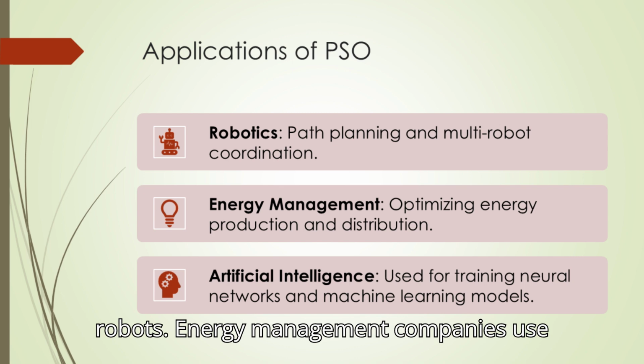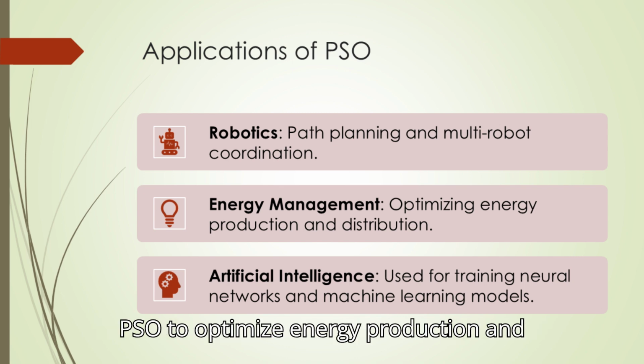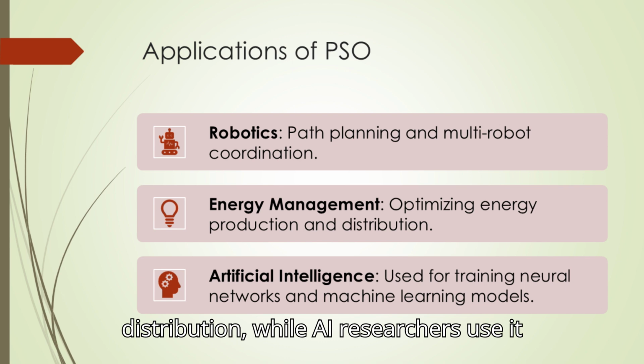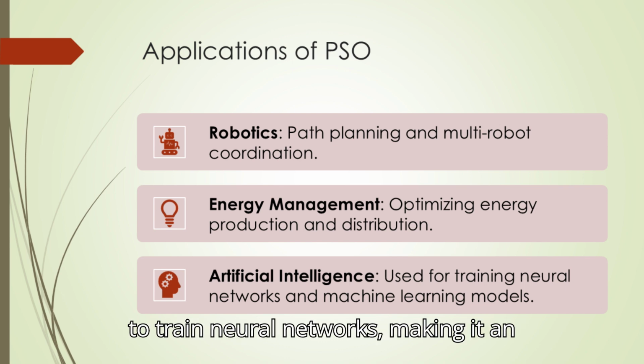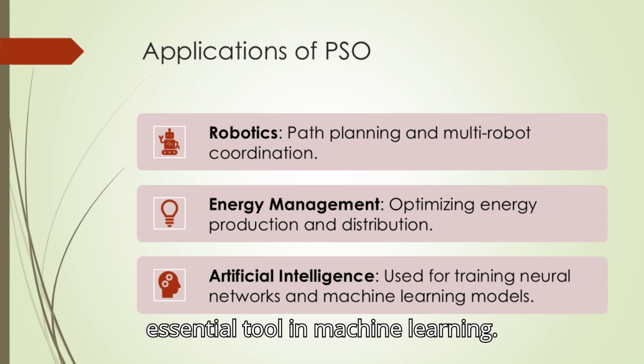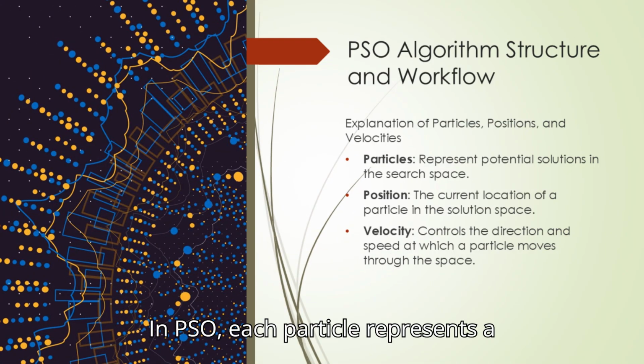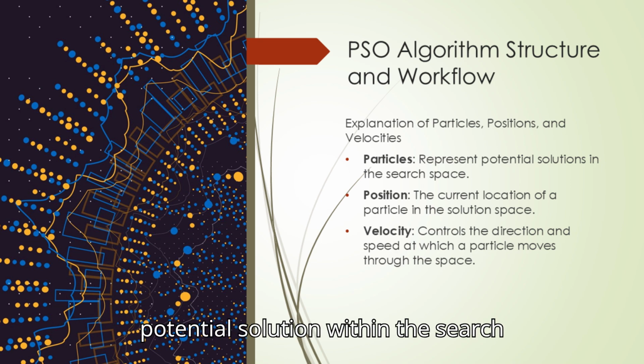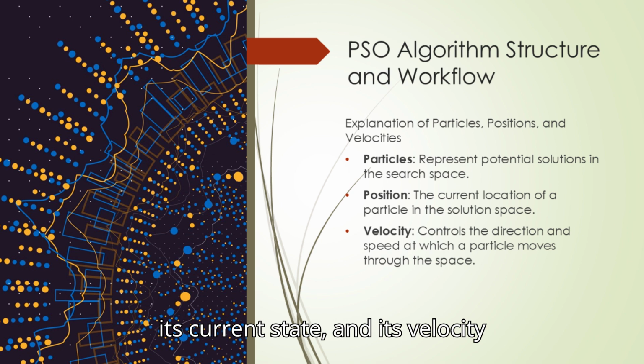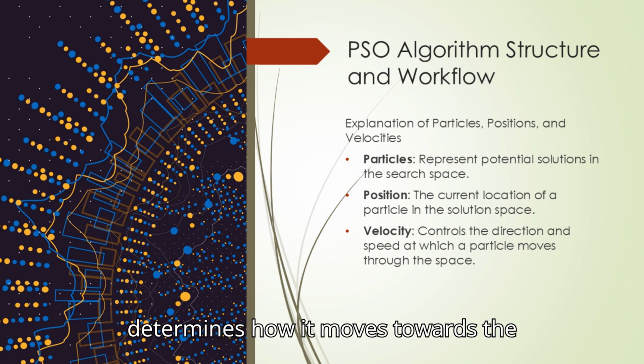Energy management companies use PSO to optimize energy production and distribution, while AI researchers use it to train neural networks, making it an essential tool in machine learning. In PSO, each particle represents a potential solution within the search space. The position of the particle is its current state, and its velocity determines how it moves towards the optimal solution.